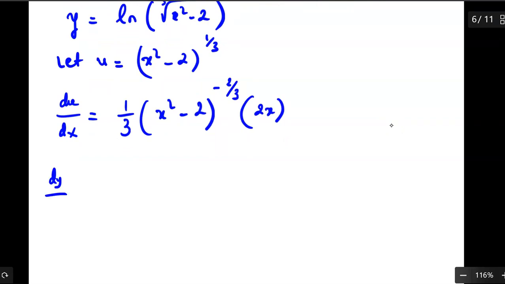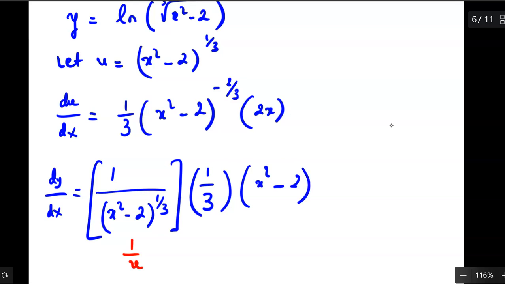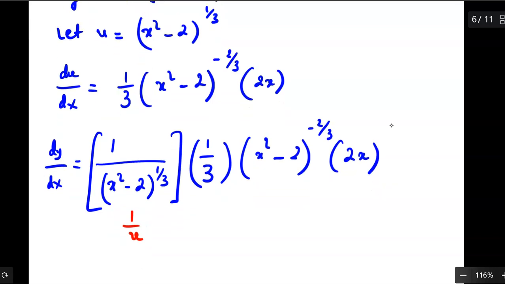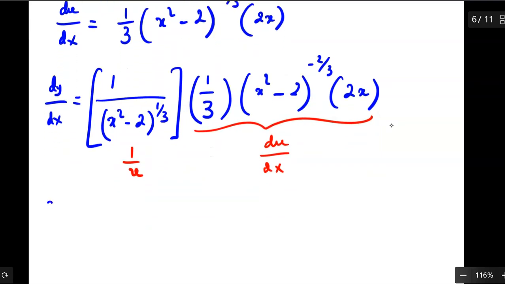Now, dy over dx will be 1 over u. So there will be 1 over x squared minus 2 raised to the exponent 1/3, because this is your 1 over u. And then you multiply by du over dx. So you multiply by 1/3 times x squared minus 2 to the exponent negative 2/3 and times 2x. In this case, this whole thing here is your du over dx. So what you do next is you have to simplify your answer.